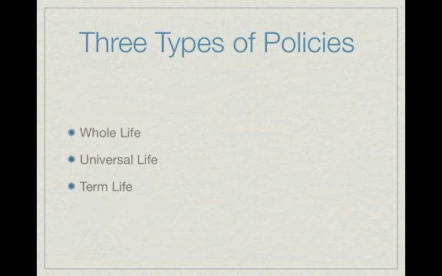Now, when we're talking about life insurance, we can divide it very broadly into three main types of insurance: whole life insurance, universal life insurance, and term life insurance.